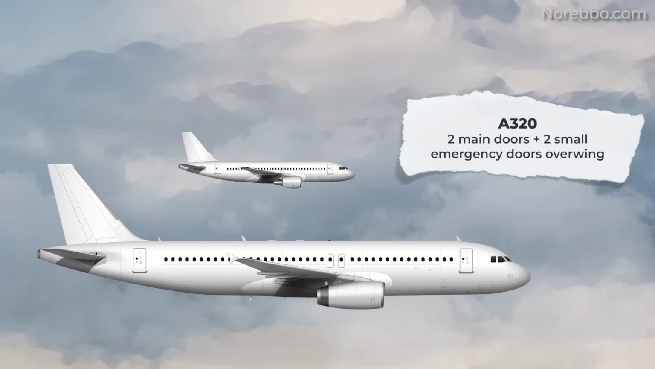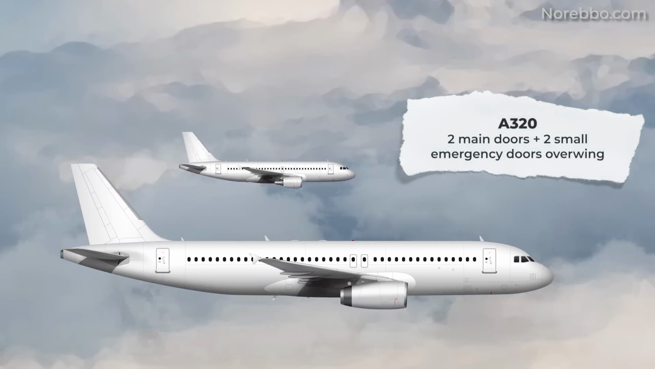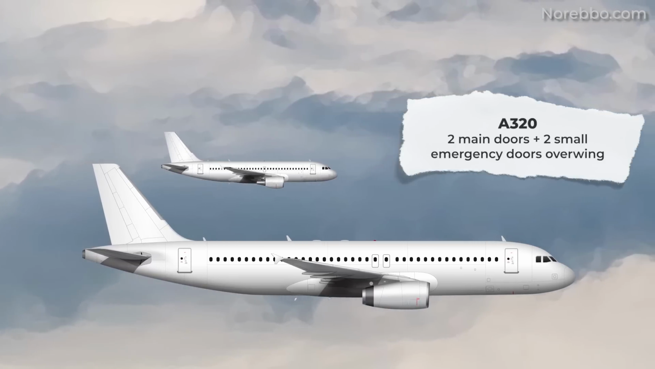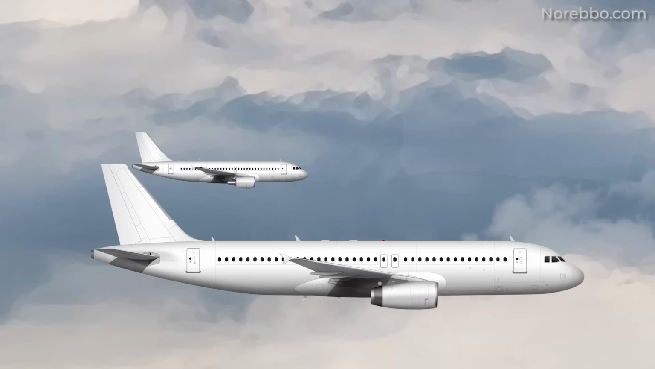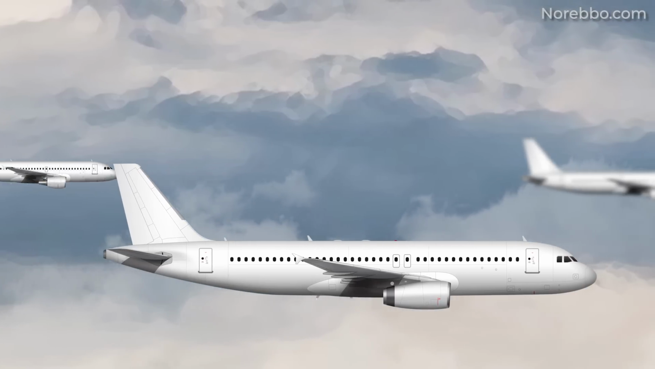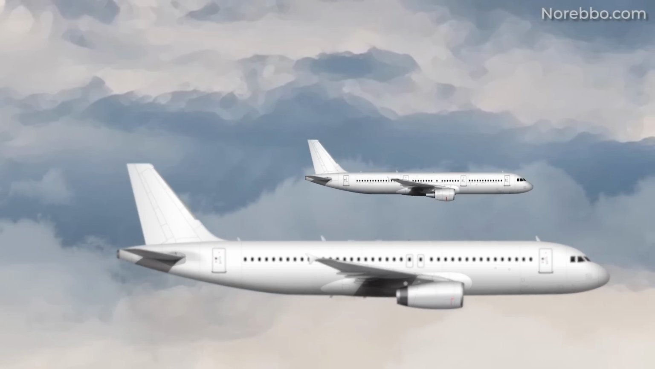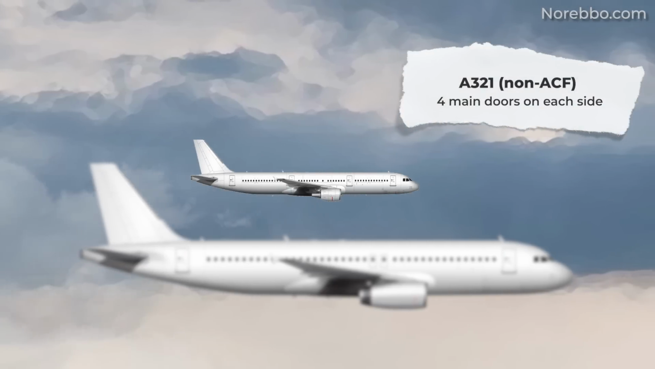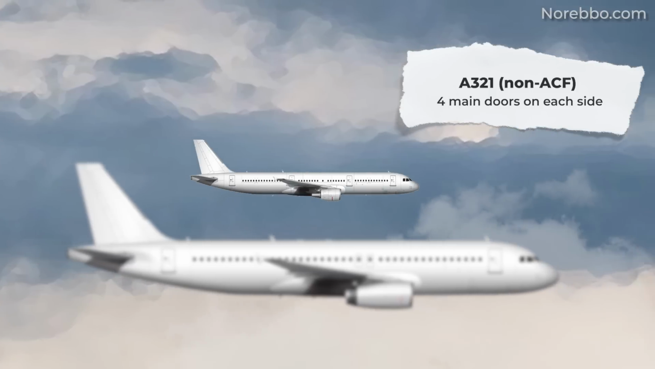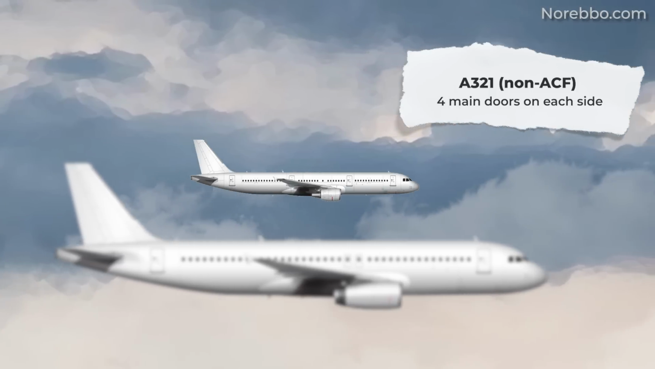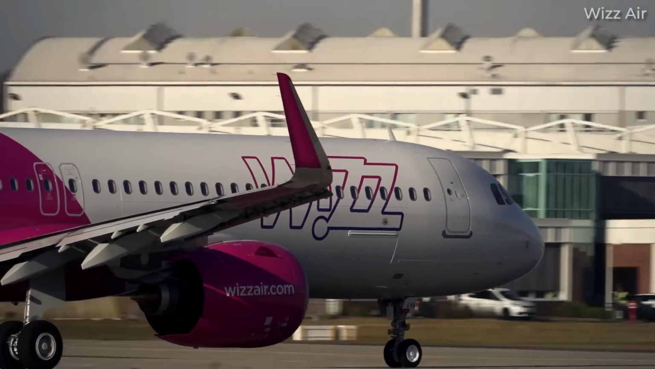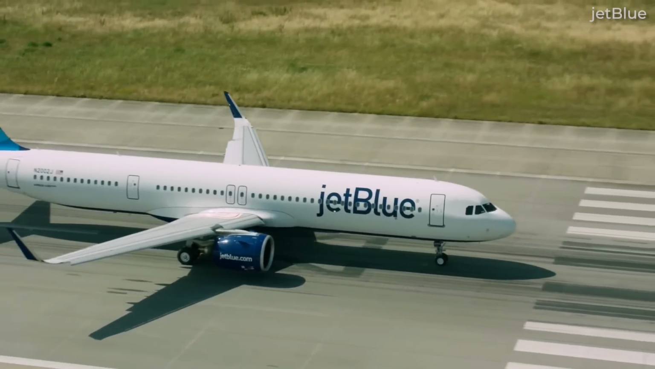Instead of 1 small emergency exit door on each side like its smaller siblings, the A320 has a set of 2 small overwing exits on each side, in addition to 1 main door at the front and 1 at the rear. The A321 takes things further, an even longer fuselage with more doors and windows. This family member is identified by having 4 large doors on each side of the fuselage. Of course, complicating things is the fact that A321s fitted with Airbus's cabin flex option have a different door layout.